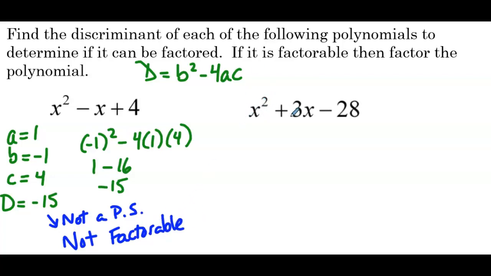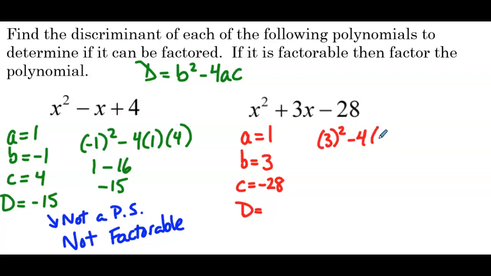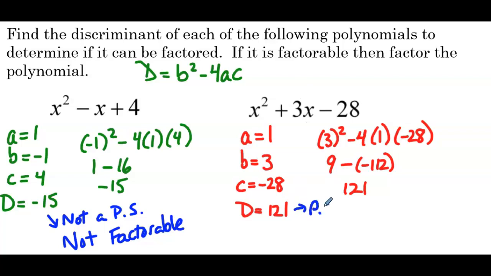All right, our next example, x squared plus 3x minus 28. A is 1, b is 3, c is negative 28. So we have to find the discriminant. So b squared, so 3 squared, minus 4ac. So we have 9 minus 4 times 1 times negative 28, which is going to be 9 plus 112, so that's 121. So this is a perfect square, which means we can factor the trinomial.